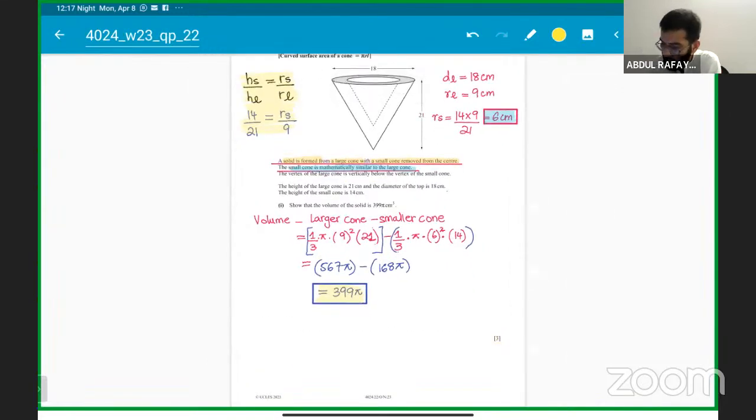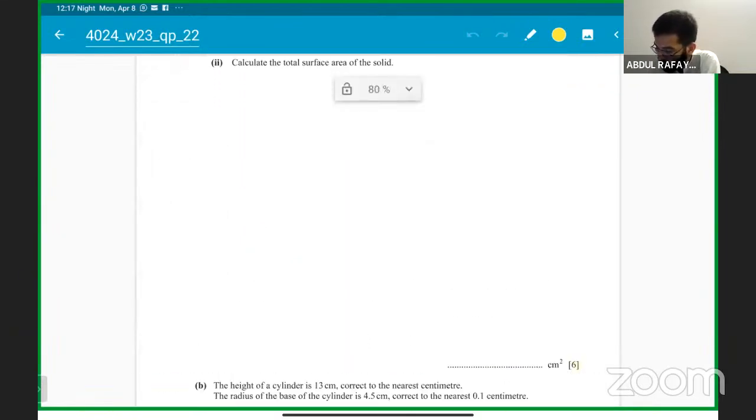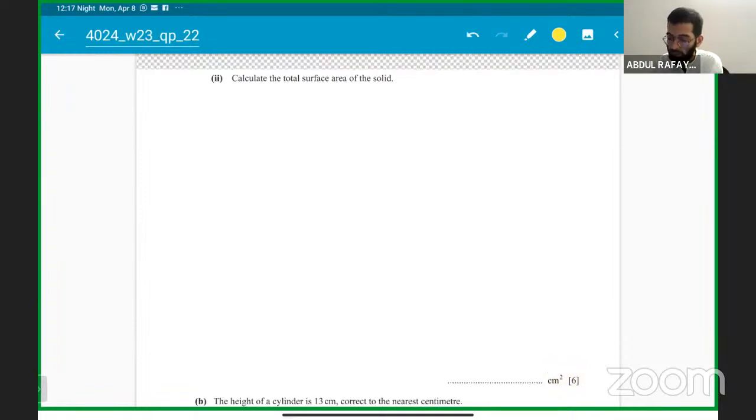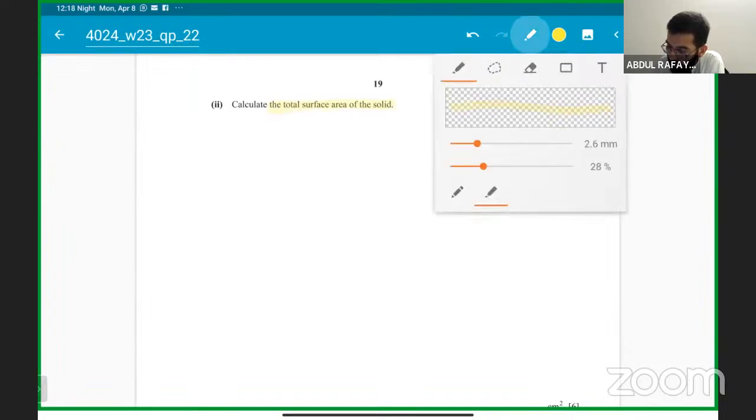Once we got these 3 marks, next we have a couple of parts left as well. We have 6 marks now, so it's a very huge question. Next is the most important question for 6 marks. We have to calculate the total surface area of the cuboid.